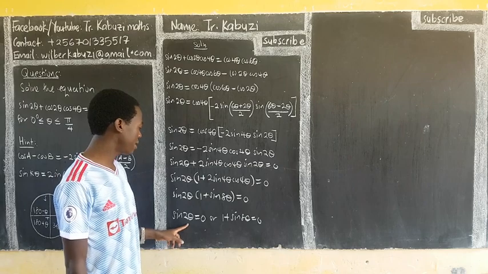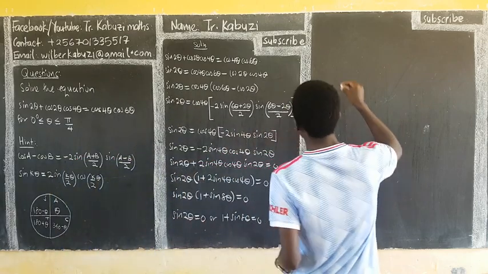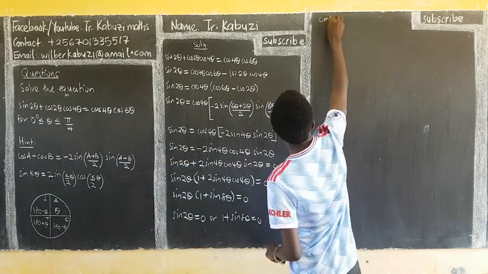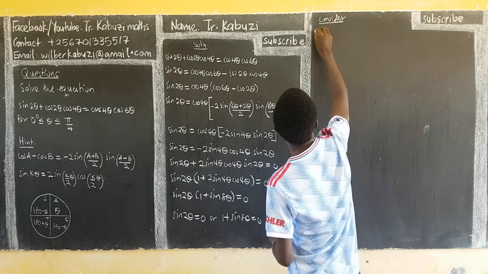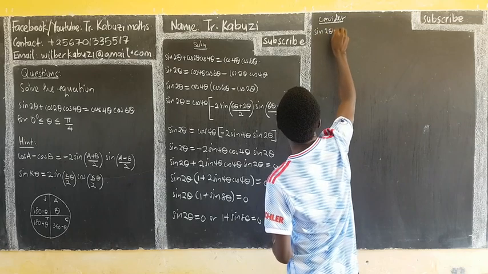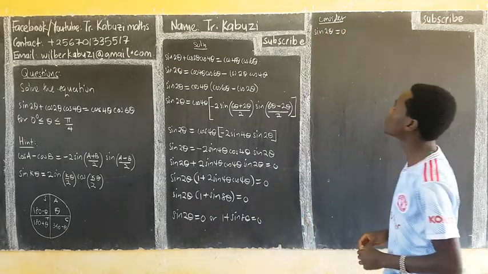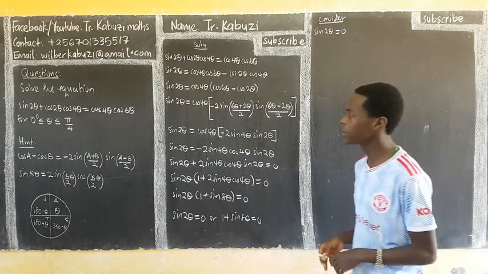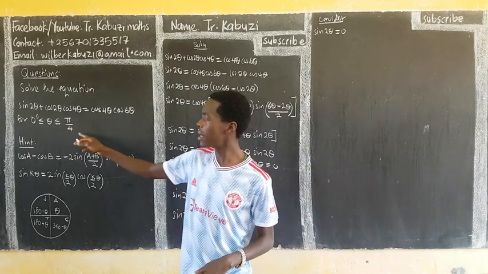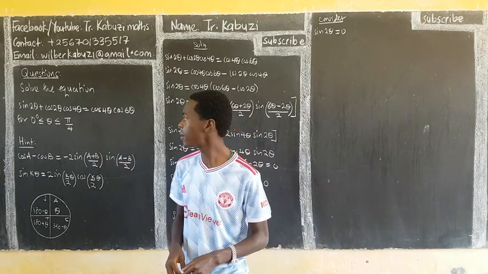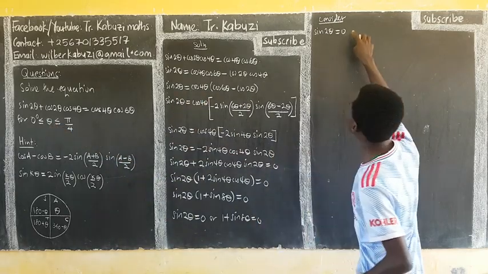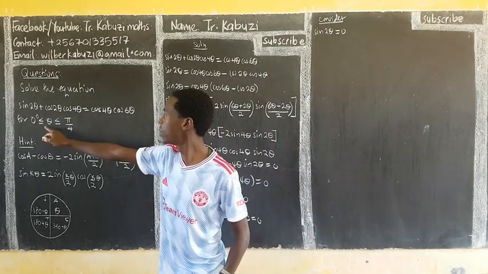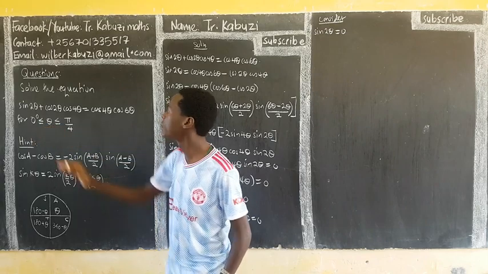So now you first solve this. We consider now sine 2 theta equal to 0. Of course, you know the quadrants where we are going to get a 0. Now, this angle, first of all, is not theta, it's 2 theta. So what do we do? We first multiply it by 2.